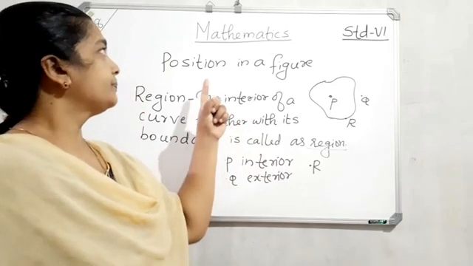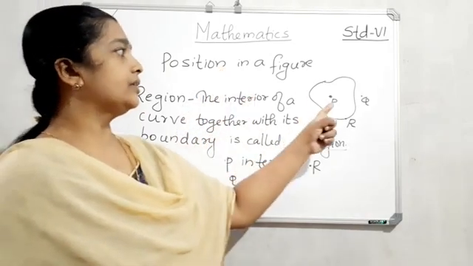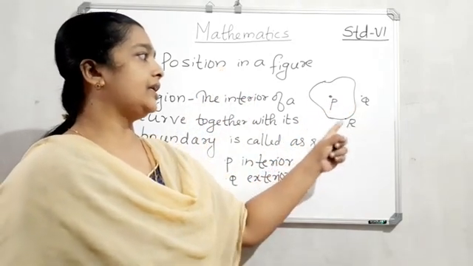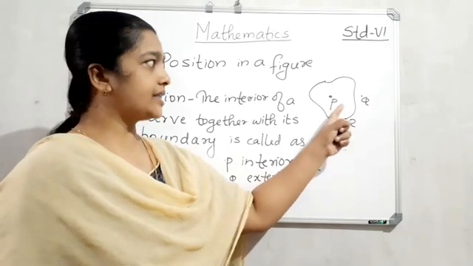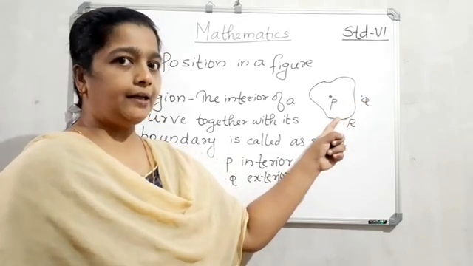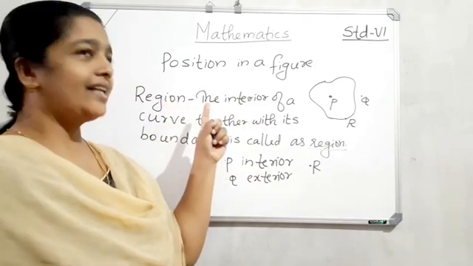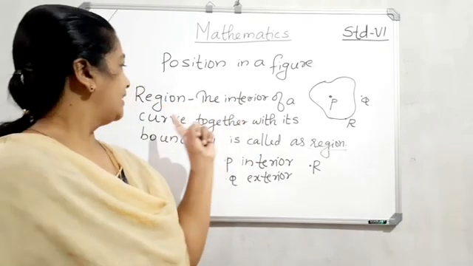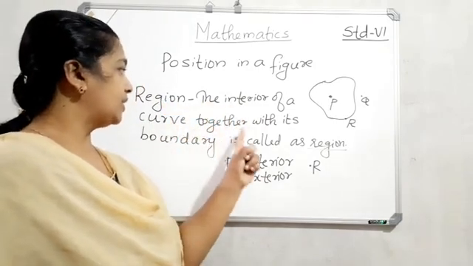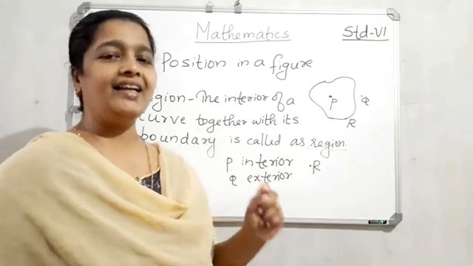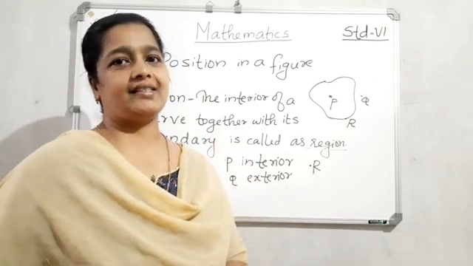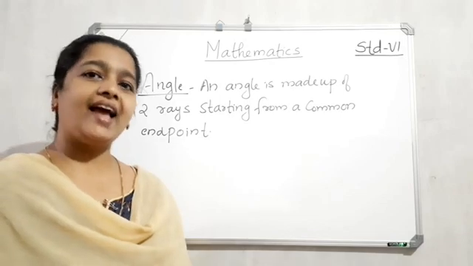So once more, in a figure there are three parts: interior, exterior and on. That is inside, outside and this boundary. Clear? Then what is a region? The interior of a curve together with its boundary is called a region. Yes. Next one, what is an angle?